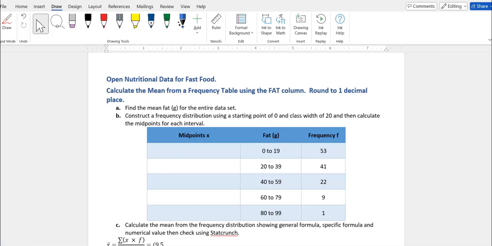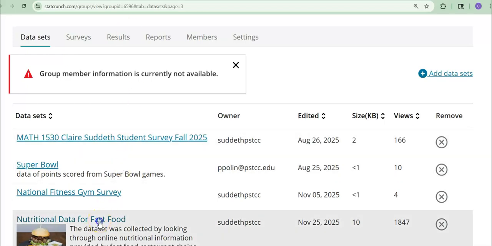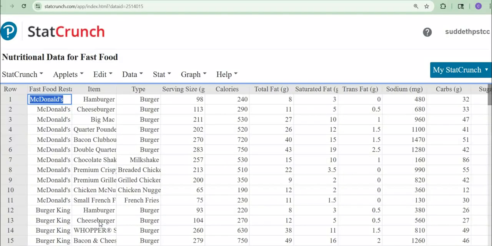Welcome to how to calculate the mean from a frequency table. We are going to use the data set in StatCrunch called nutritional data for fast food. We're going to observe the fat column. So let's go to StatCrunch. And in StatCrunch, we're going to use a nutritional data set for fast food.